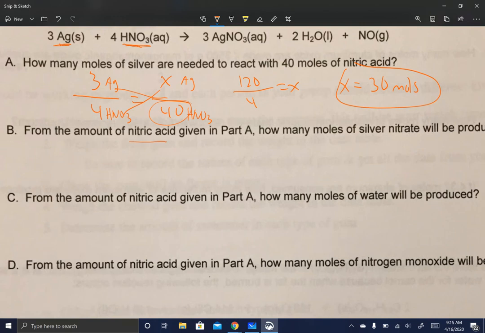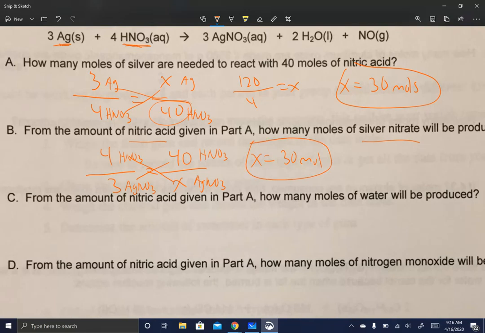So we have nitric acid and silver nitrate. So 4 is to 3, and again we're changing the 4 to a 40. 40 is to x. So it's very similar. Here is my HNO3, and this is my silver nitrate, AgNO3. Cross multiply. Again, it's 120 divided by 4, so x is going to equal 30 moles again.